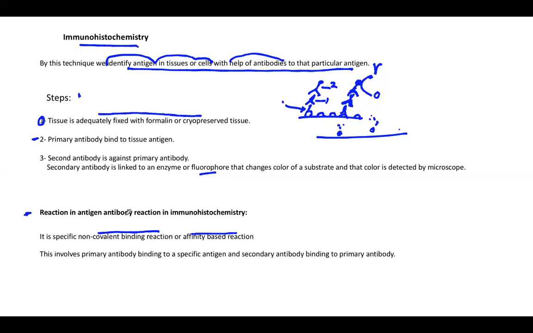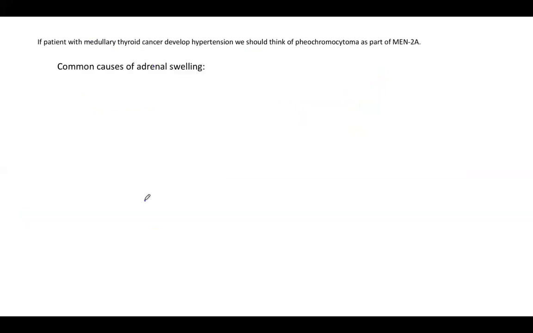So we should be able to tell what the reaction is. It's non-covalent binding, affinity binding of antigen to antibody. Then a second antibody binds, and that has an enzyme or fluorophore, and that results in a change in color at the site where the antigen antibody reaction is happening.